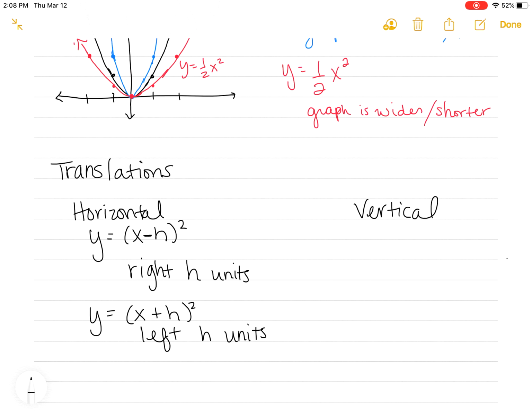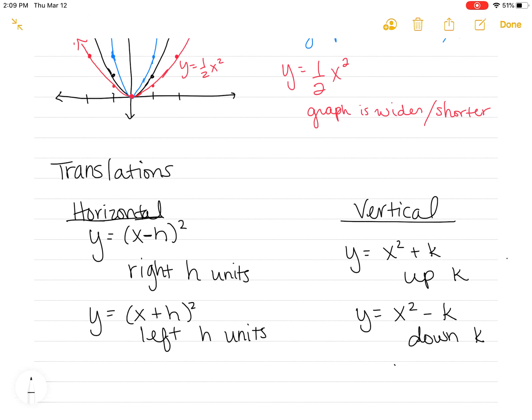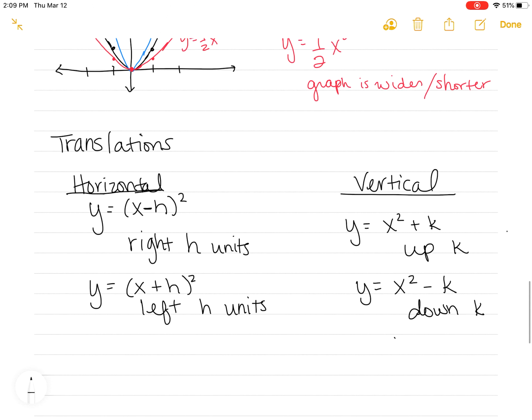And since it moves the graph, it's going to move your vertex. So your vertex gets moved also when we do that, okay? And then when we do vertical, remember it's pretty straightforward. So it's x squared plus some number, that's going up that amount, and if it's x squared minus some number, it's going down that amount, okay? And again, that's also going to change your vertex.